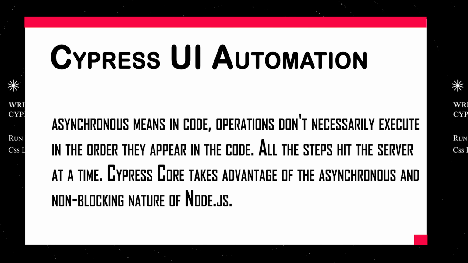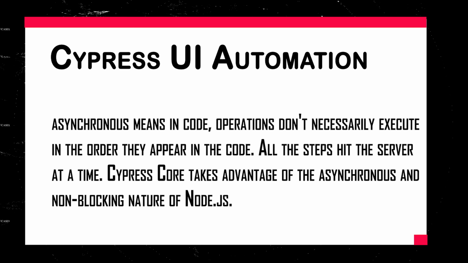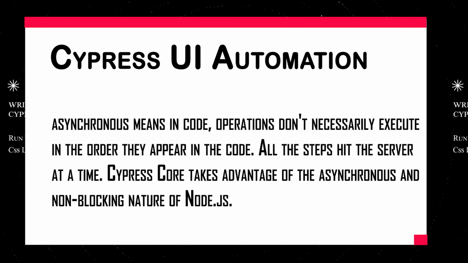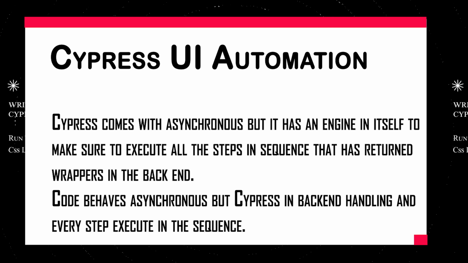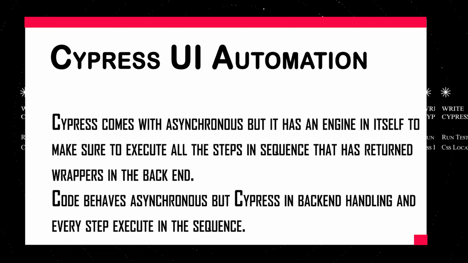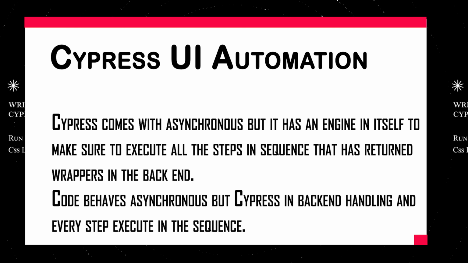Cypress core takes advantage of the asynchronous and non-blocking nature of Node.js. This allows it to handle asynchronous operations such as waiting for an element to appear or making network requests without blocking the entire program. It comes with asynchronous behavior, but it has an engine in itself to make sure to execute all the steps in a sequence, with return wrappers in the backend. Cypress in the backend handles every step executed in the sequence. Most of the time Cypress gives us a sequence execution, but there are some events which we need to handle. So we can say Cypress commands are asynchronous in nature, but Cypress takes care to run commands in sequence.